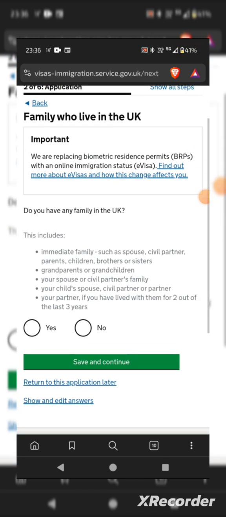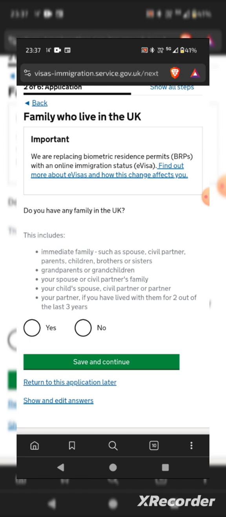Do you have any family member in the UK? That is immediate family, grandparents, spouse, children, partner, whatever. If you have, yes, put it. If you don't have, put no. Don't put somebody who is living here illegally. I won't say illegally, but whose immigration status is having issues. Just because you know them does not mean you put them. Don't put anybody who you know has problems with immigration. It also puts you into problem as well. So put someone who you know is living here legally.